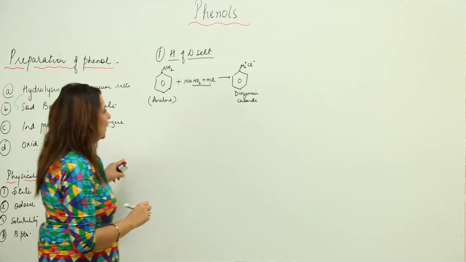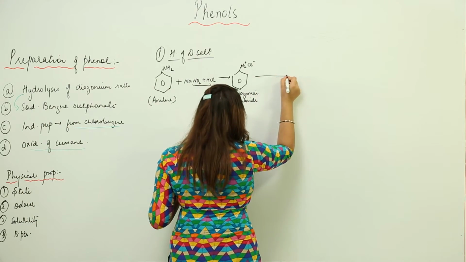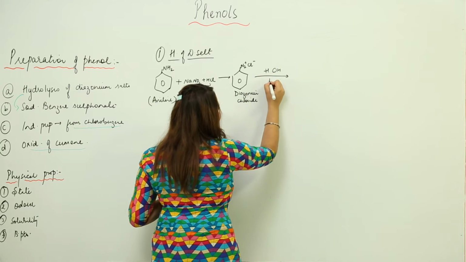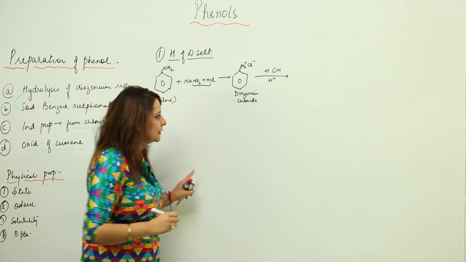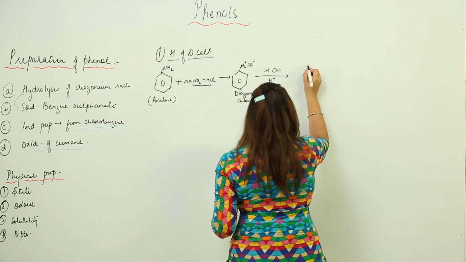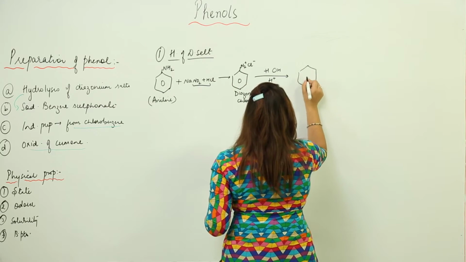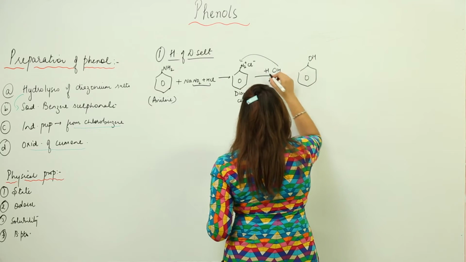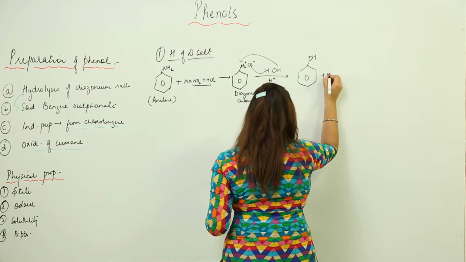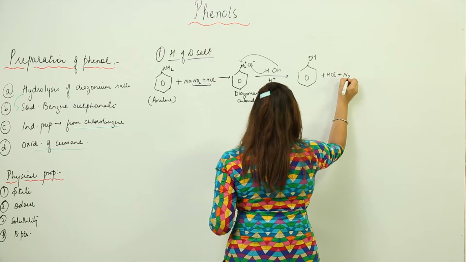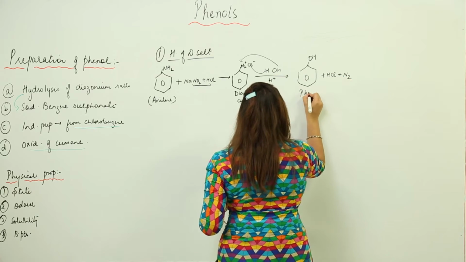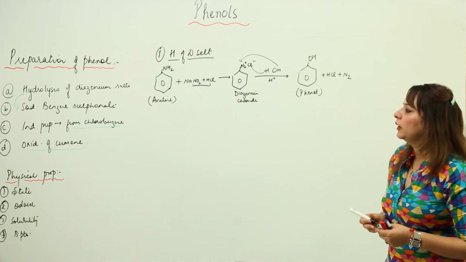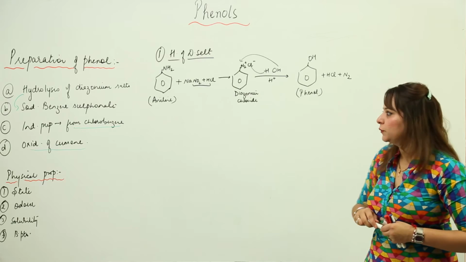Now we need to hydrolyze it. Hydrolyze means we need to add water. That means water is going to hydrolyze it, and this occurs particularly in presence of an acid. So what happens when you react in the same way? This OH group comes here, H reacts with Cl, and we get N2 as gas. So this is our phenol. This is how you can prepare phenol by the hydrolysis of the diazonium salt.